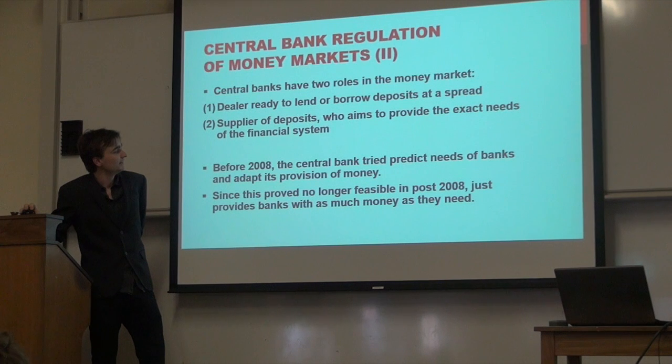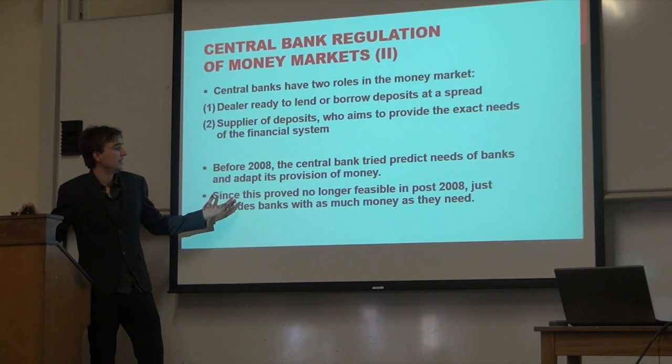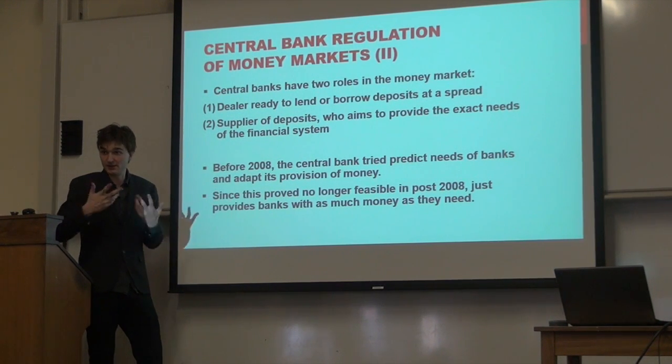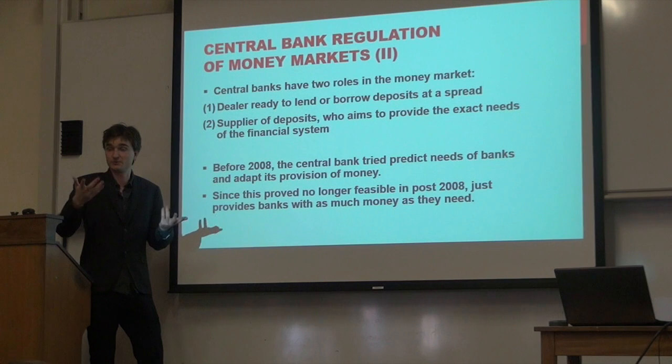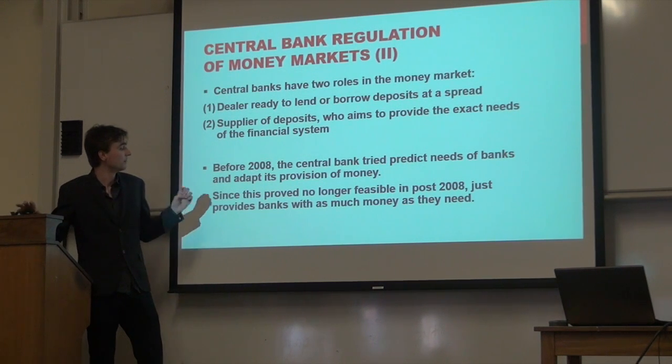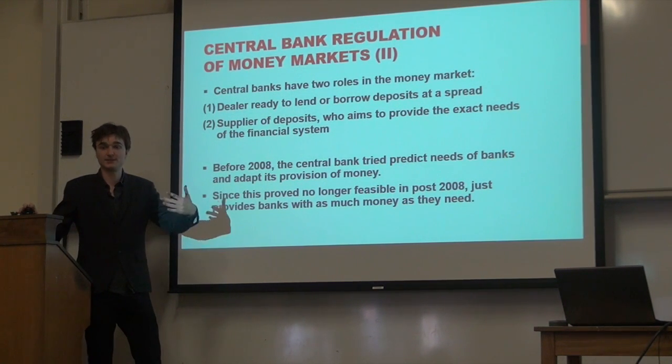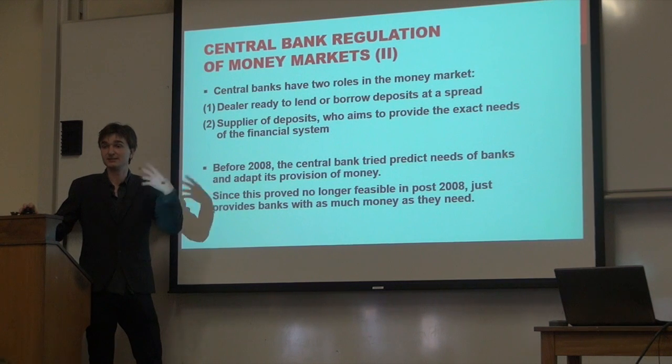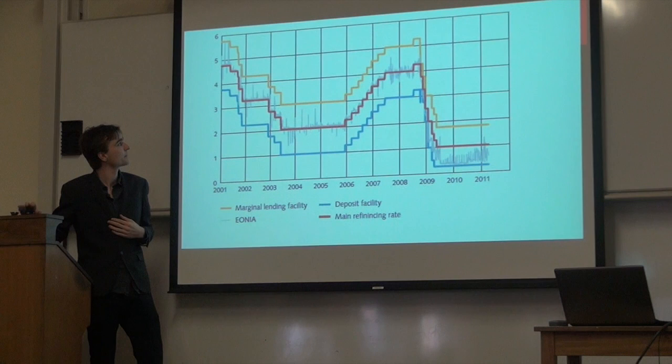Or, well, at least that's what they did till 2008, and now they are in a situation where these demands are perceived to be so much fluctuating that they allow banks to basically tell them, you know, how much money do you want? Okay, here it is. So that results in a money market of the following shape.